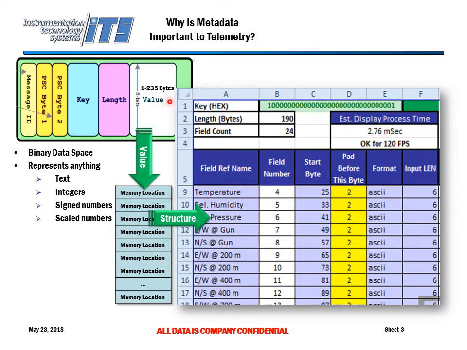The value can be 1 to 235 bytes, and that is identified with the length byte. Up to 235 bytes can be in the payload. And the payload is memory space, in which you can store ASCII text, integers, signed numbers, scaled numbers, binary fields, whatever you choose, and however you choose to organize this 235 bytes of memory space. As I said, it doesn't have to be 235 bytes. It can be as simple as 1 byte.